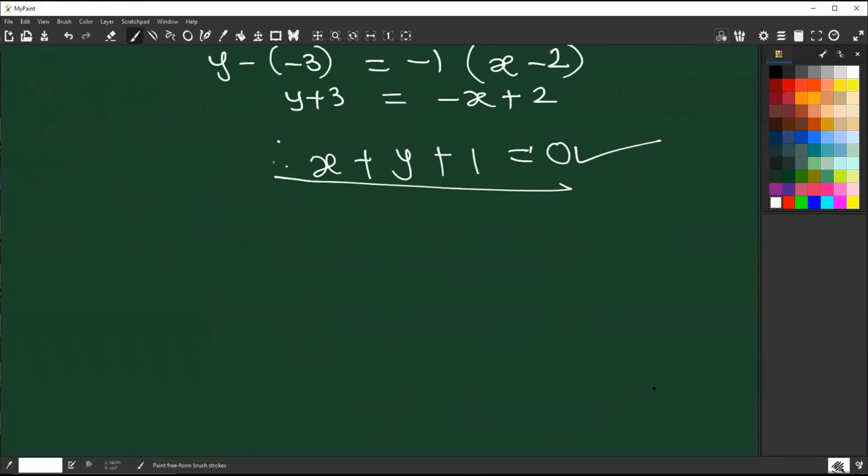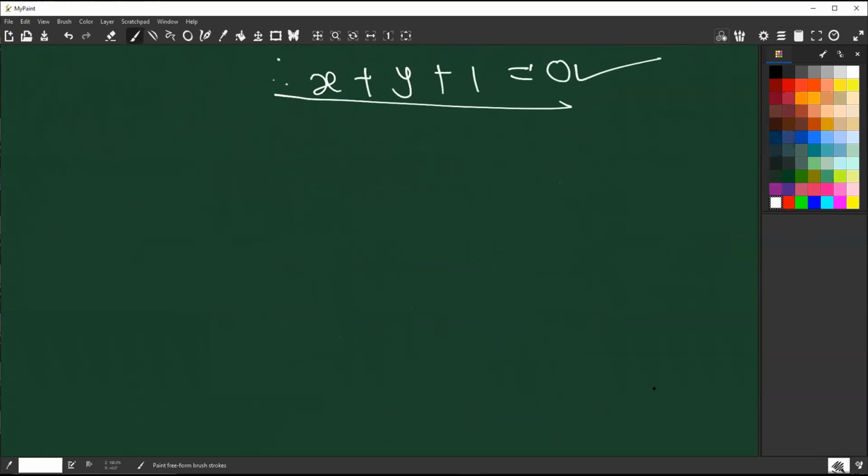Is this speed okay with you all? Because I'm doing revision and you have got exams, if you want me to go slowly, I can go slowly also. There is no problem. Just feel free to tell me.